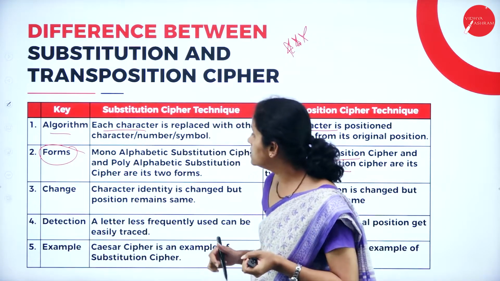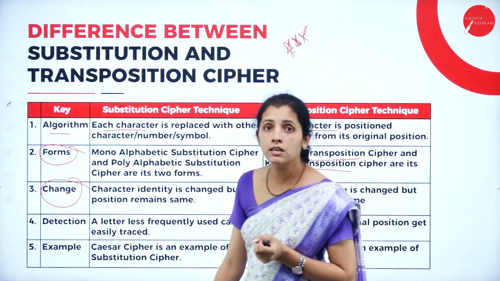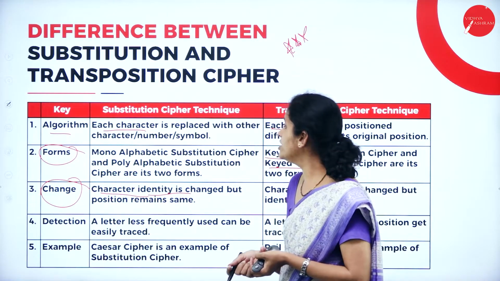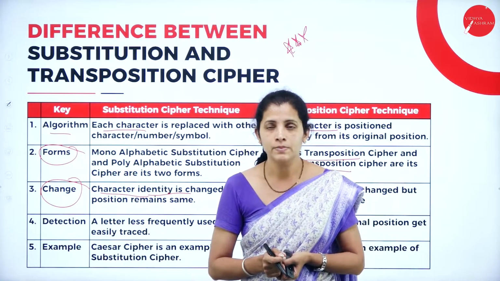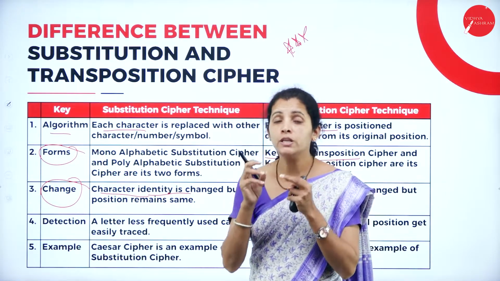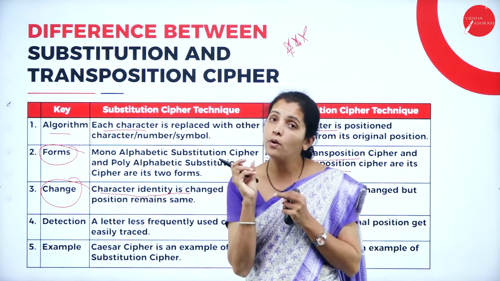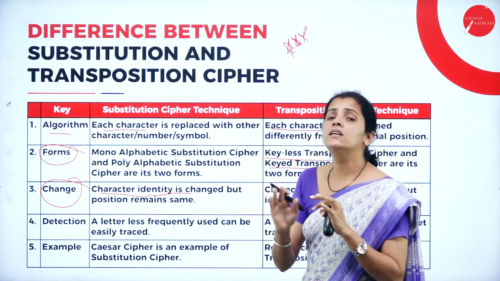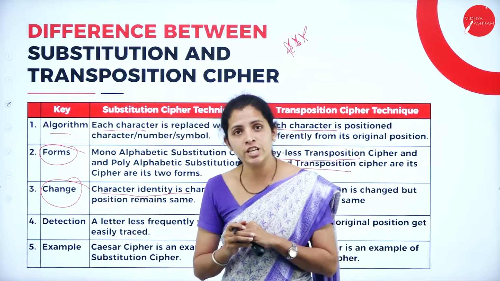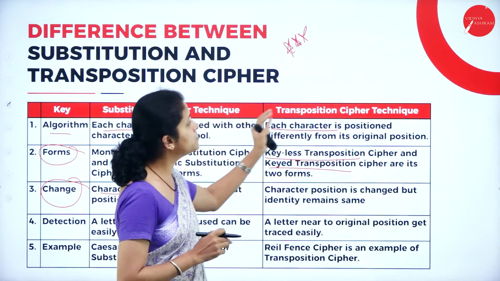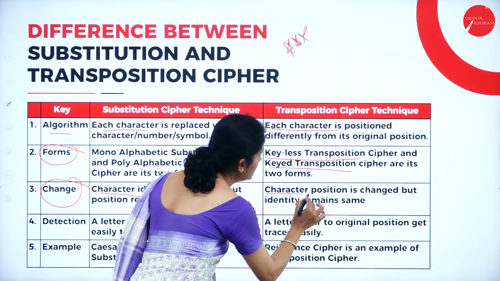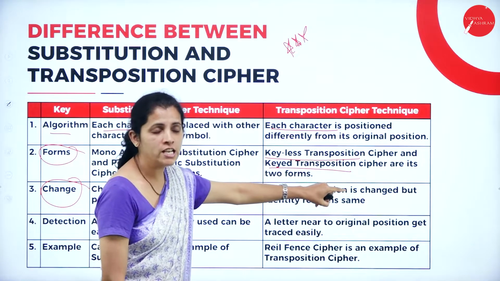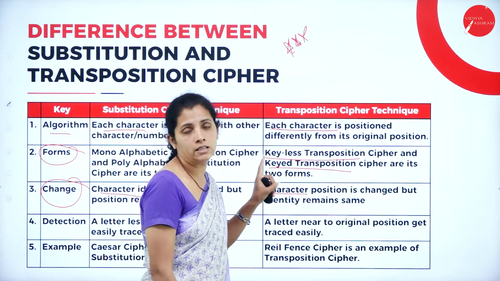And if I consider the third key, that is the third point, that is change. So, the character identity is changed but the position remains as it is. In the substitution, I'm going to substitute an individual character or group of characters, and the position of the character remains as it is, but the identity of the character is going to change. And if I consider the transposition cipher technique, the character position is changed. That means the position of the character is going to change, but the identity of the character remains as it is.